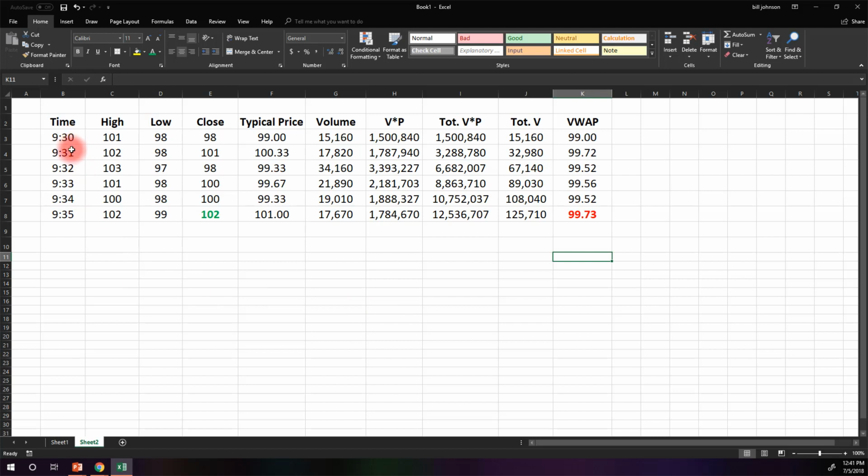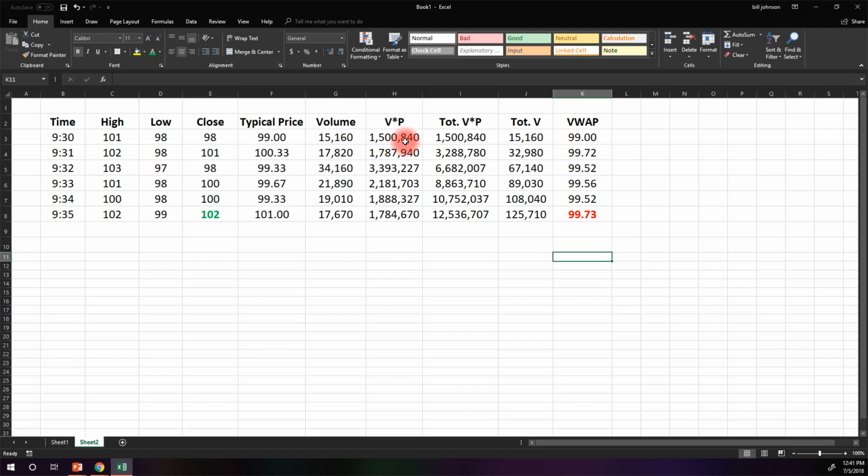Over here I have 5 periods of time in 1 minute blocks, and let's say we're trying to figure out the 5-minute VWAP. During the first minute of trading from 9:30, we had a high trade of 101, low trade of 98, and it also closed at 98. So we take high, low, close divided by 3, and we find the typical price is 99. The total volume that occurred during that 1 minute window was 15,160. So I take the typical price times the volume, and I get 1,500,840.